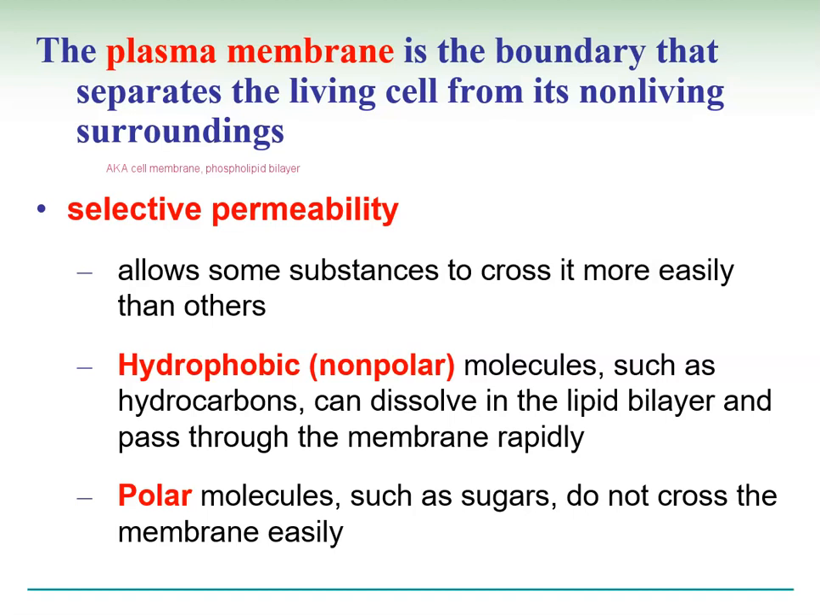So because this is the boundary around the cell, separating it from its non-living surroundings, this membrane plays a significant role in the passage of materials in and out of the cell, or also preventing certain materials from passing in or out of the cell. This property of allowing certain things to pass and other things not is called selective permeability. So we could say that the plasma membrane is selectively permeable, which means certain substances can cross more easily than others.